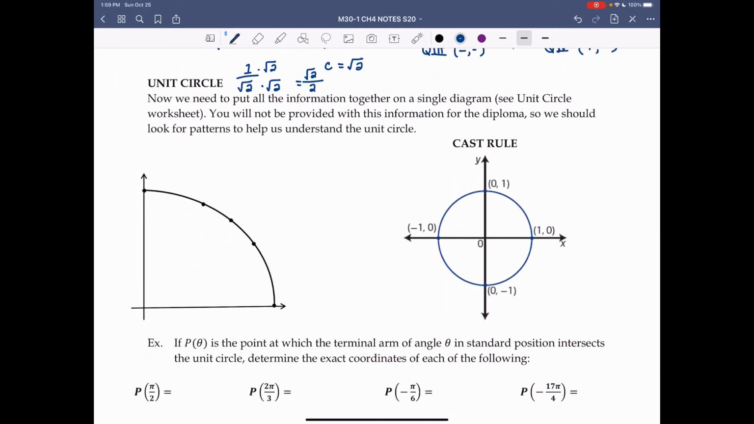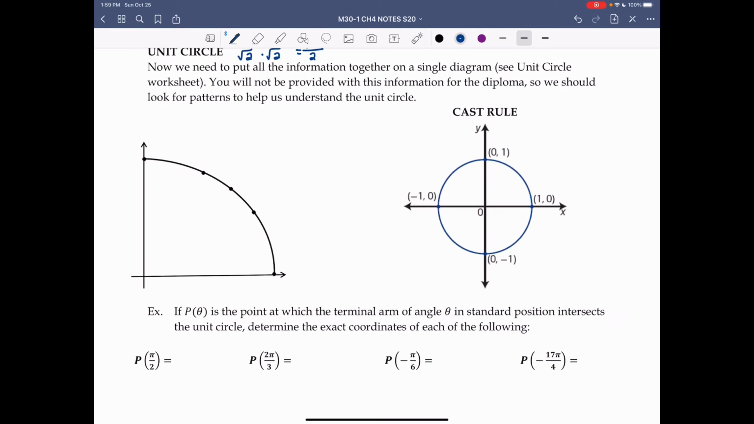Now we need to put all the information together on a single diagram. So you have a worksheet, should say 4.1 worksheet, with a big picture of the unit circle. You do not get any information about the unit circle for the diploma. So you need to know the information and be able to fill out all this information about the unit circle, determine the reference angles, and determine the points where the terminal arm of each reference angle meets the unit circle. So you want to look for patterns. We're going to look at quadrant 1, and then you should be able to apply the information to all the other quadrants.